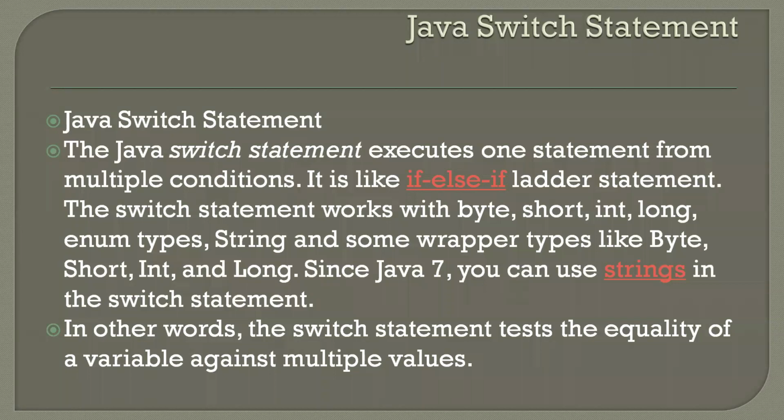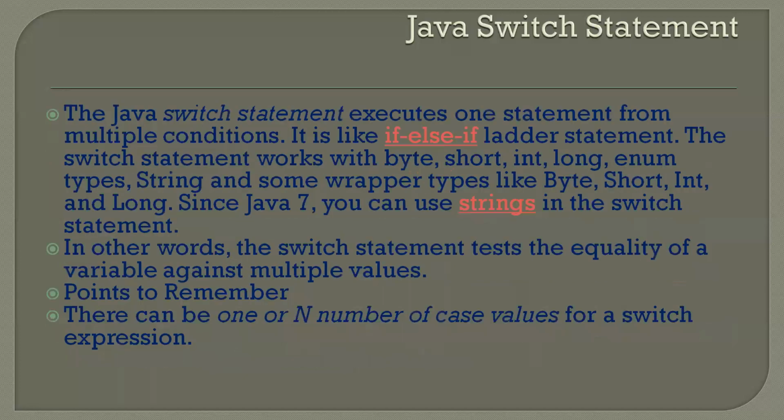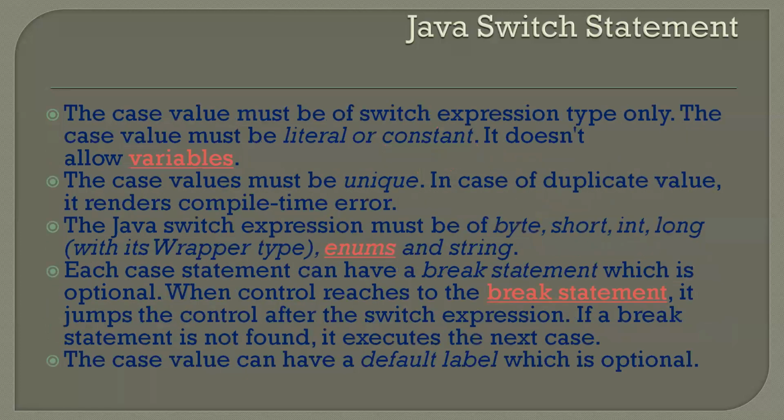Since Java 7, there are several versions in Java, and you can use strings in the switch statement. Using strings is not allowed before the 7th edition of Java, and after Java 7, Java programming allows strings inside the switch statement. In other words, the switch statement tests the equality of a variable against multiple values. So don't get confused with this text. I will show what the switch statement is and how we can use it.